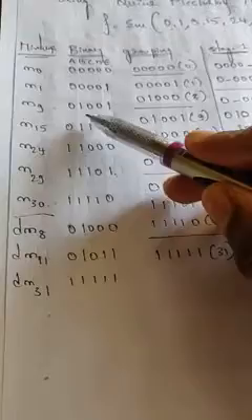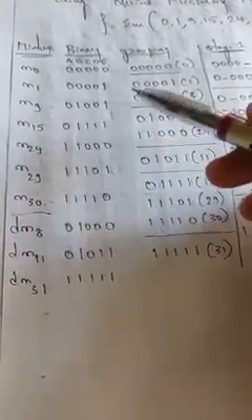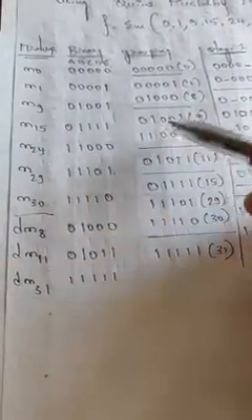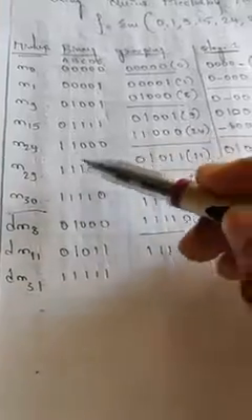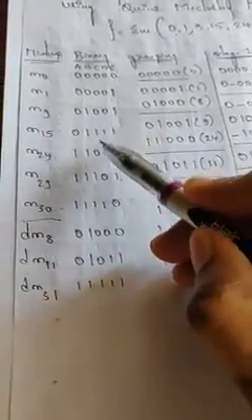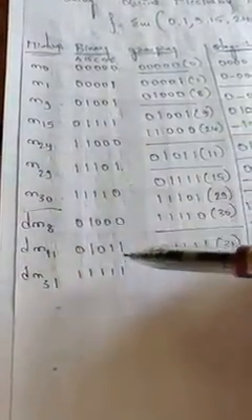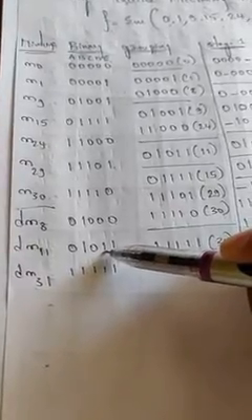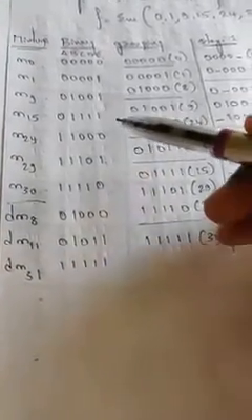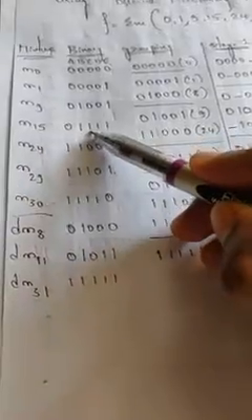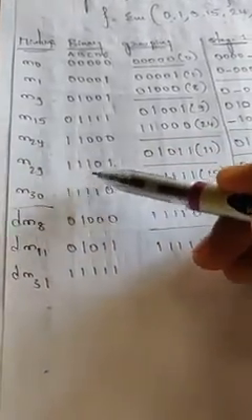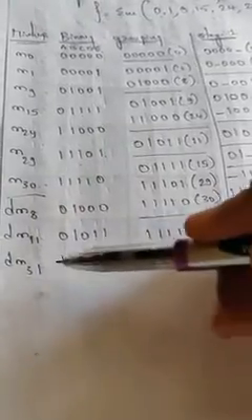Next, going with the 2 ones: 9 has 2 ones and 24 has 2 ones, so I have written these 2. Next, 3 ones. Where is 3 ones? 11 has 3 ones, it is a don't care 11, so I have written it here. Next, 4 ones: 15 has 4 ones, 29 has 4 ones, 30 has 4 ones, so I have written them here. Next, 5 ones: 31 has 5 ones. Like this I have grouped.